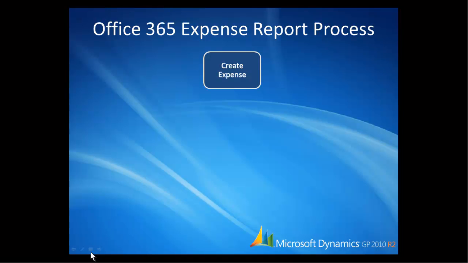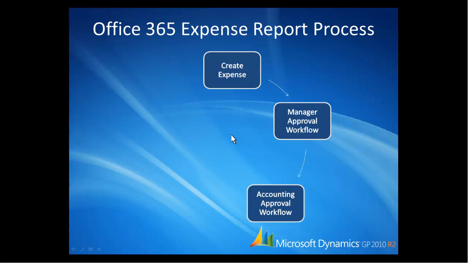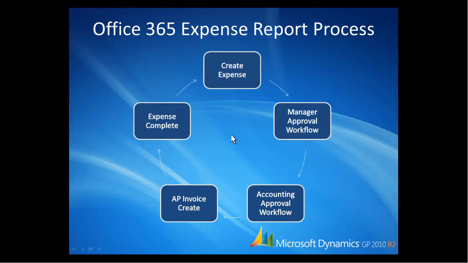The first thing we're going to do is create an expense report in Office 365. Then we're going to submit it through workflow to our manager for approval. Once the manager approves it, the accounting department is going to review it, approve it, and then send it to Dynamics GP as an AP invoice. The AP invoice will get created automatically in Dynamics GP through one of the web services offered through Dynamics GP. And then the expense is completed and the employee is notified the expense has been processed.